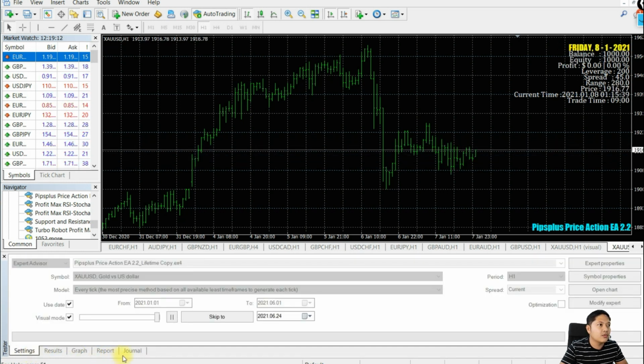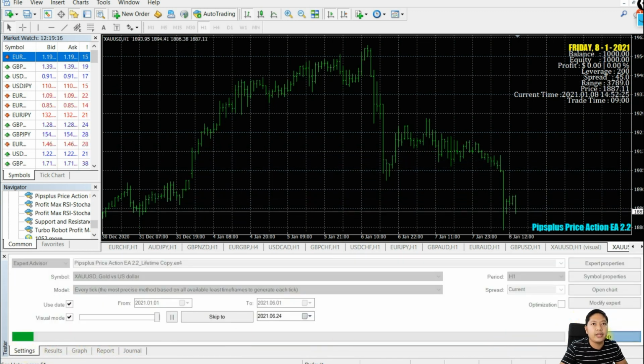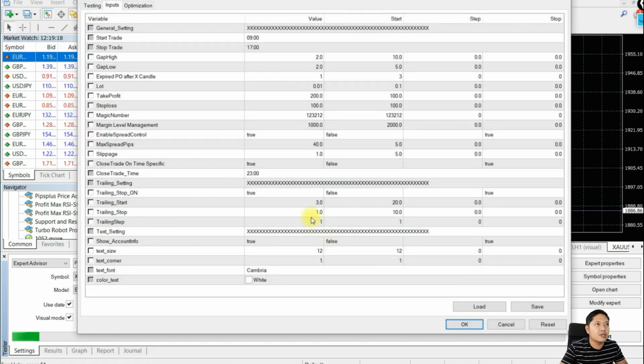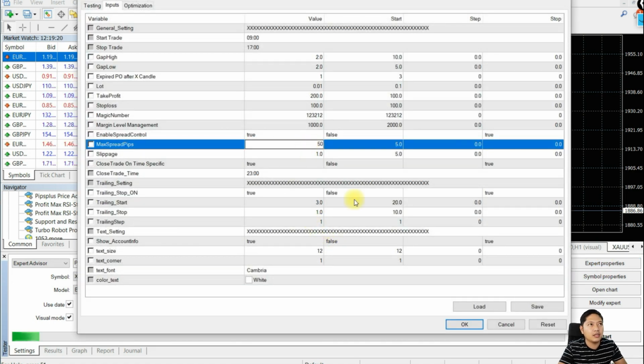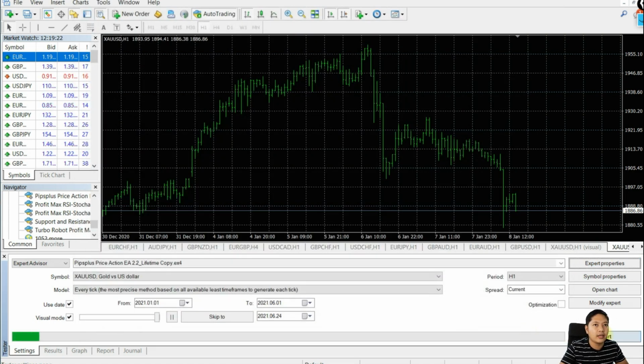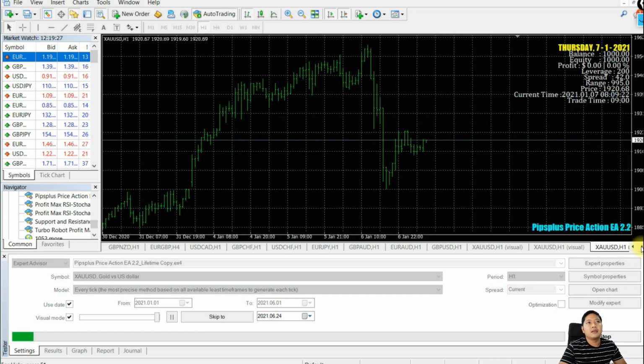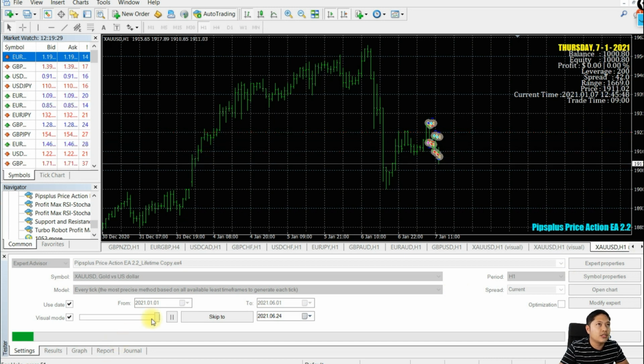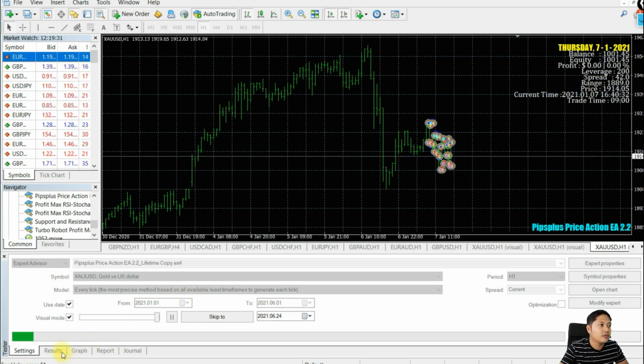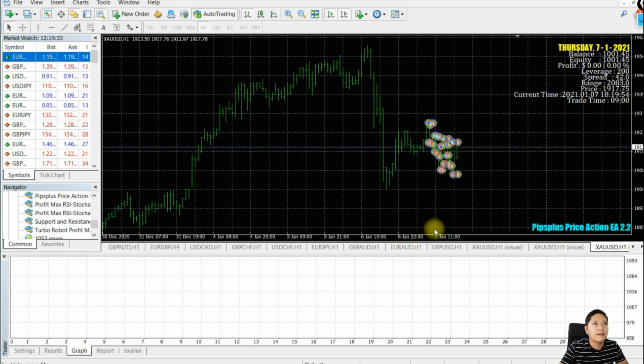So the trade is not working. I think it's because of the spread. Let me change the spread to a higher value, because gold is too high. Let me check whether even with a high spread we can still open the trade. It's not opening right now. So you can see that.